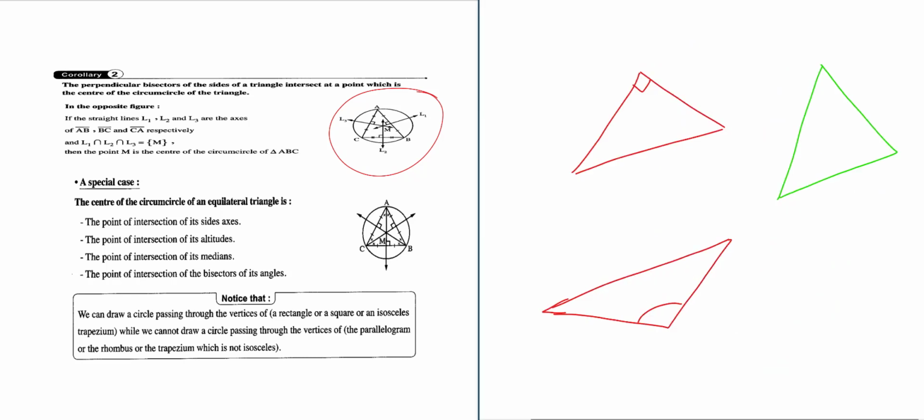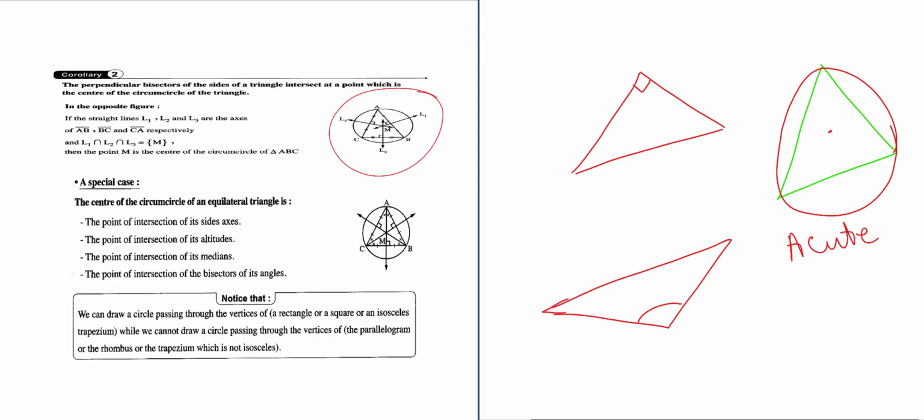In the acute angle triangle, we know that the 3 axes intersect in one point inside the triangle. Then the center of the circumcircle passing through the 3 vertices of an acute angle triangle lies inside the triangle, like this. This is an acute angled triangle.